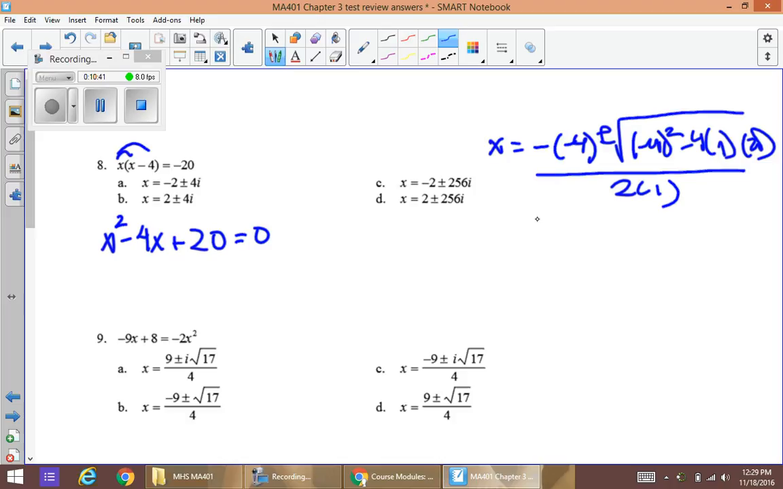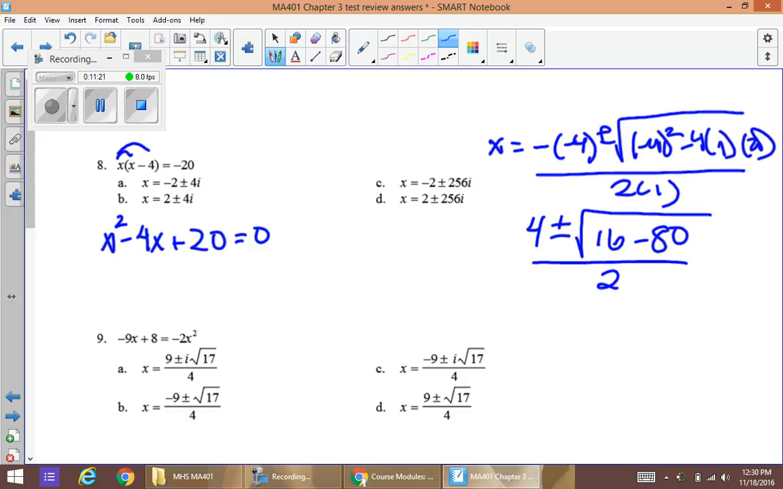It's so messy I can't even tell. It's 4 plus or minus the square root of, that is for sure 16, and then that is, what is that? Negative 4 times 1 times 20. Negative 80. All right. And then over 2.